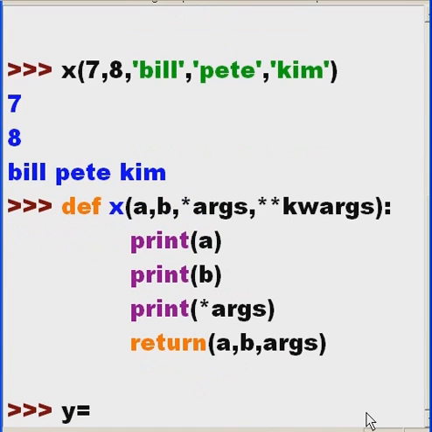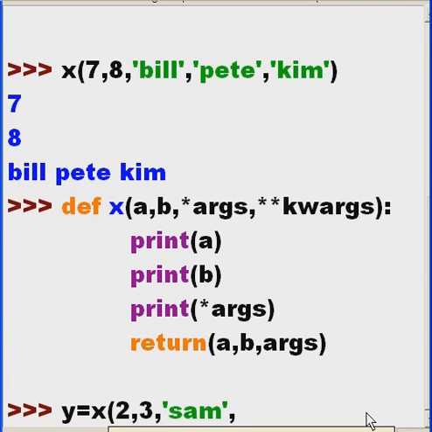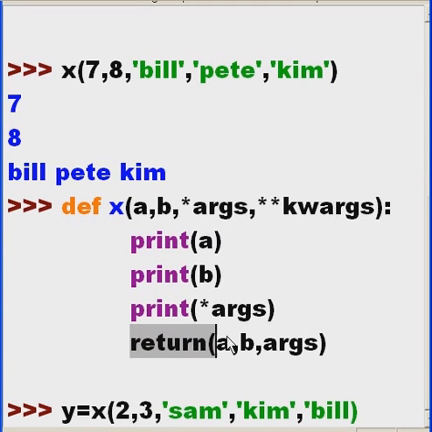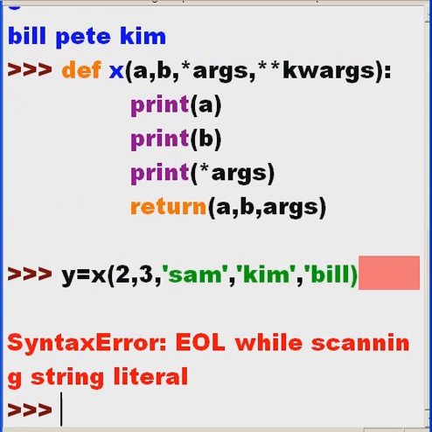Okay, now I'm going to say y is equal to x. I'm going to pass it 2, 3, and Sam, and Kim, and Bill. And this time, Sam, Kim, and Bill are going into args, but it's also going to return the same to y. Well, let's see what happens. I hit enter. Oh, I get a syntax error.